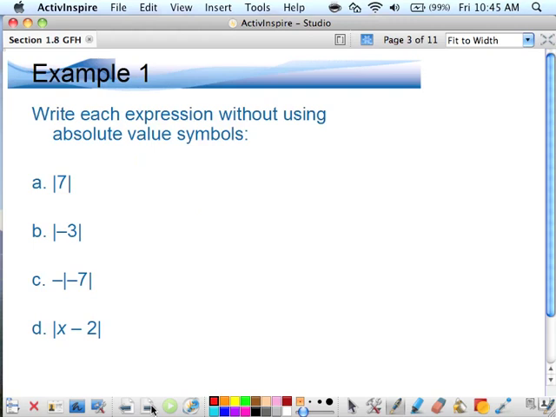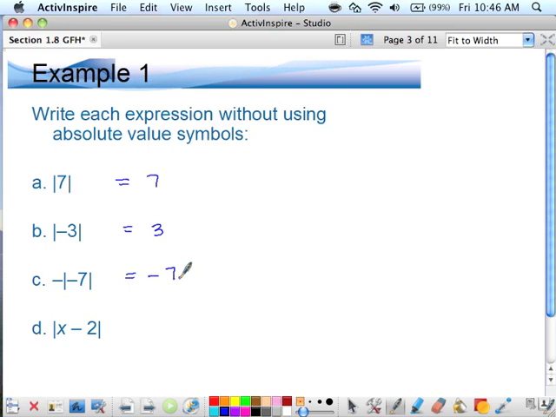Let's take a look at these 4 examples. The absolute value of 7 is just 7. The absolute value of negative 3 is 3. How about the negative absolute value of negative 7? Yeah, the negative outside stays, but the absolute value of negative 7 becomes positive 7. And then here's a tough one. We have the absolute value of x minus 2. Whether that stays x minus 2 or becomes the opposite, negative x plus 2, depends on the value of x.